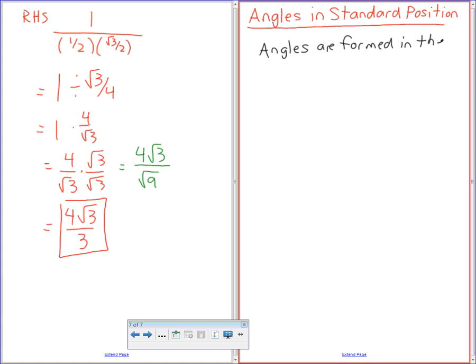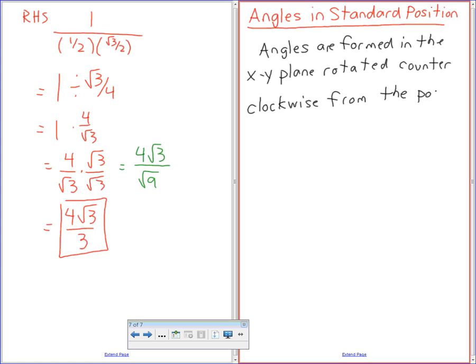in the XY plane, rotated counterclockwise from the positive x-axis. A little diagram right here.